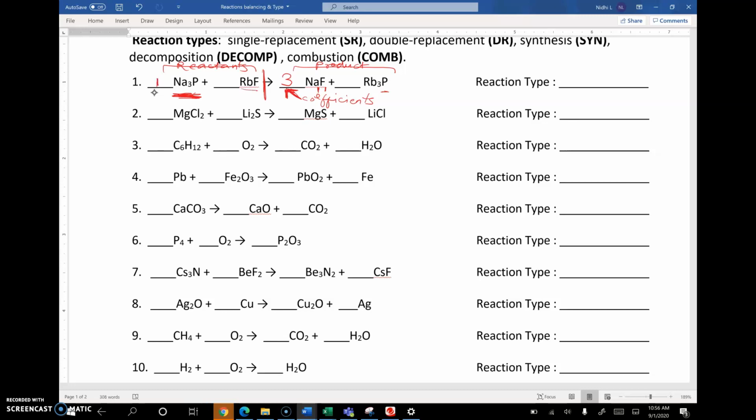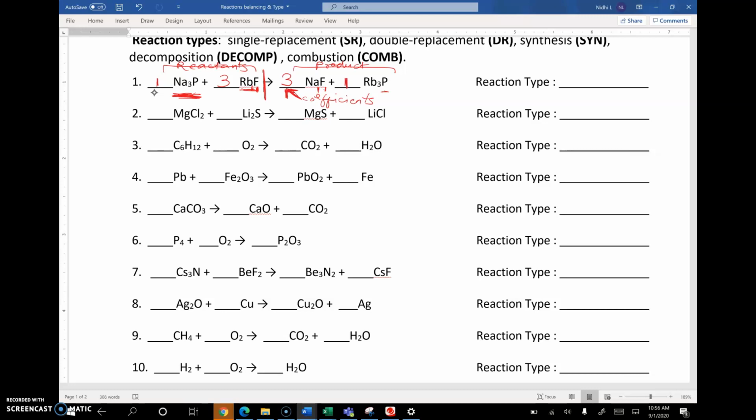Now, let's look at this one. Rubidium is 1 in the reactant side. Rubidium is 3 in the product side. So I'm going to go ahead and put a 3 here. When you put this 3, once again, the fluorine now is 1 times 3 is 3. You take the subscript, which is this 1, because I see 1 fluorine, that's 1 fluorine. So 1 times 3 is 3. And then you have this fluorine here, 1 times 3 is 3. So your equation is balanced.